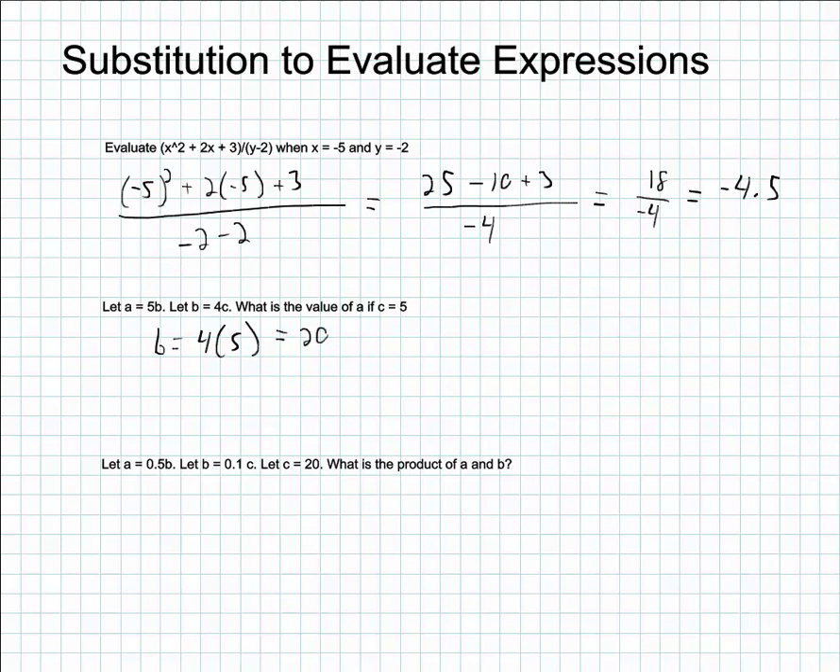We want to know the value of A, so A is equal to 5b. So 5 times b, and b is 20. So A should equal 100.